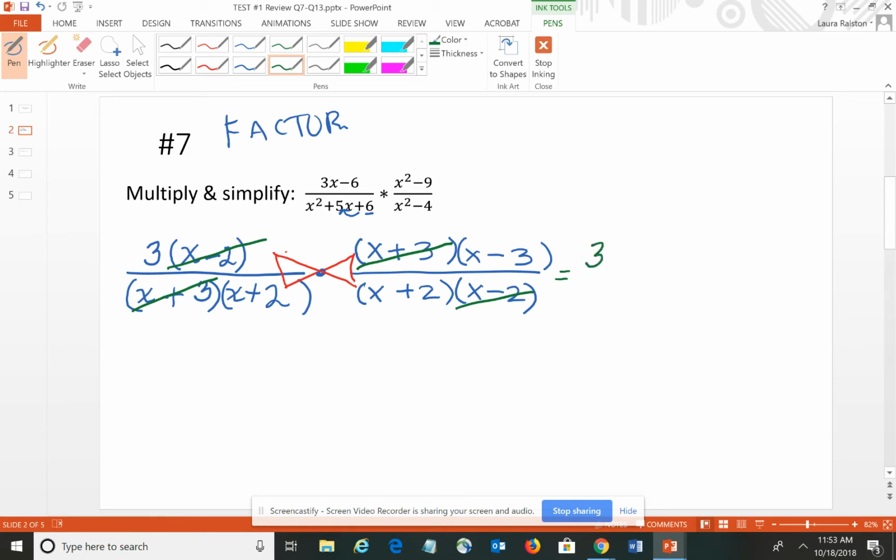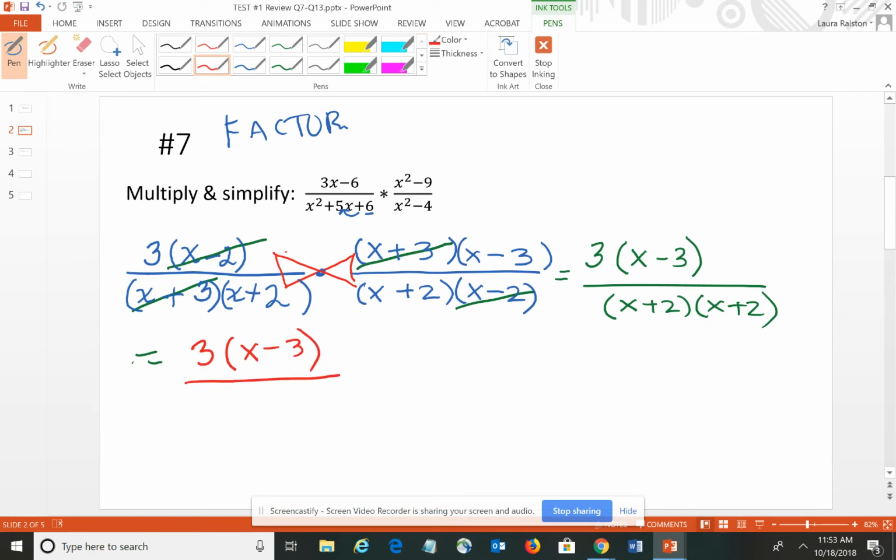So I'm left with 3 times the quantity x minus 3 over x plus 2 times x plus 2. And I can simplify that particular result a little bit so that I end up with 3 times x minus 3 over x plus 2 squared. Okay, because there's two of them. And that's an acceptable way to write the answer.